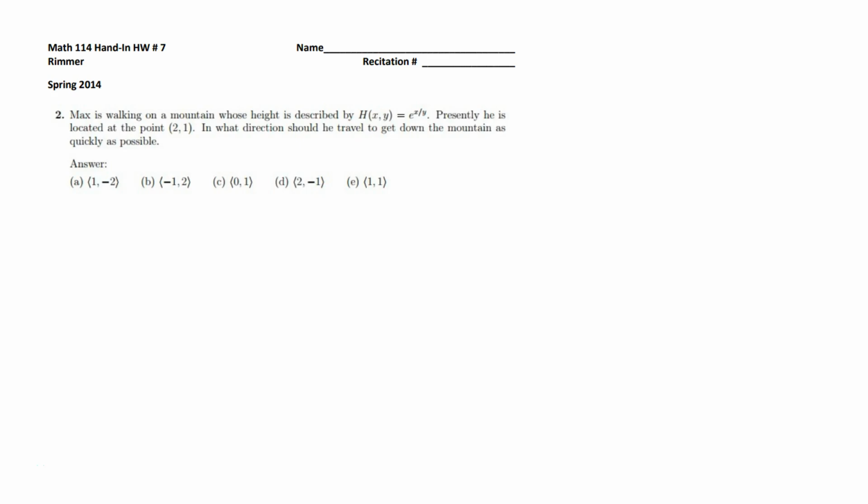Max is walking on a mountain whose height is described by this function, e to the x over y. So you give an x and a y, and the height, the altitude, is e to the x over y. Presently, Max is at the point (2, 1). In what direction should he travel to get down the mountain as quickly as possible?